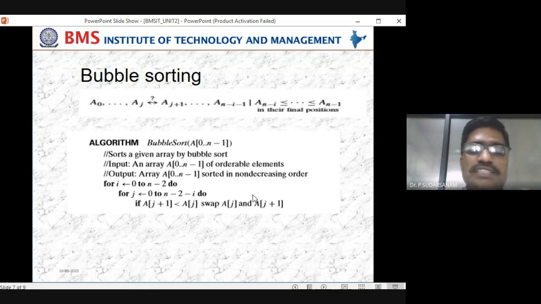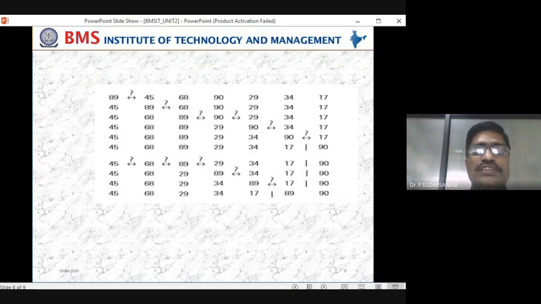Similarly here also, you take one temporary variable and swap a of j and a of j plus 1. You are familiar with it, you know how to change it. Now from here, these two values will be compared. 34 and 90 will be compared, so the condition is true, swap it.